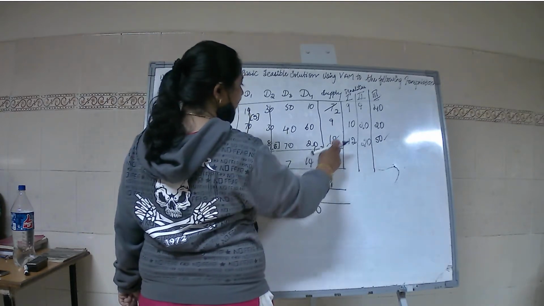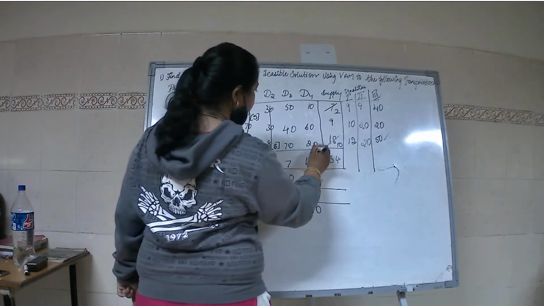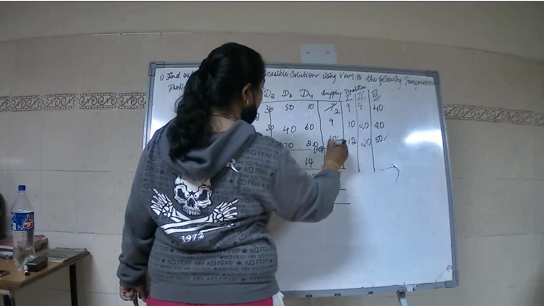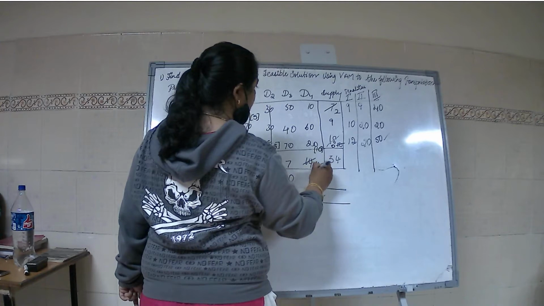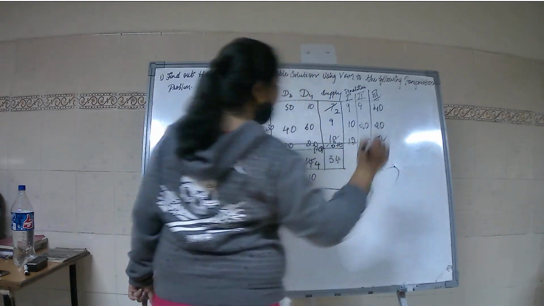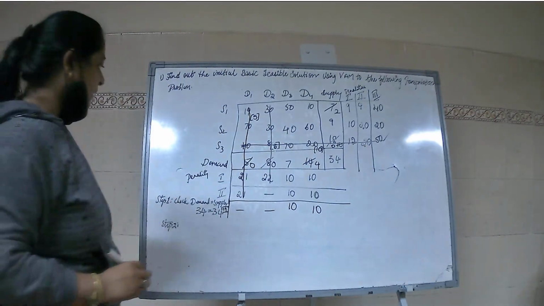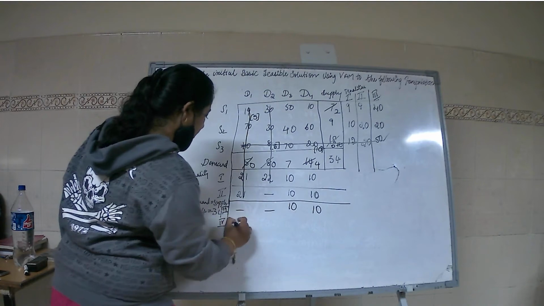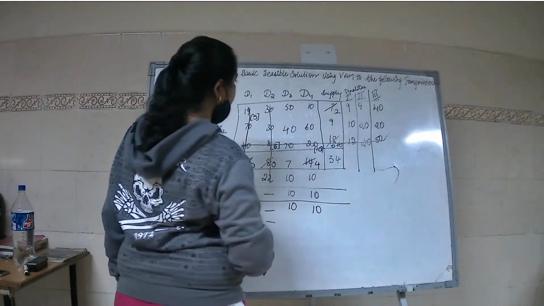Demand is 14, supply is 10. So I take 10 as minimum value. This becomes 0 and this becomes 4. So I cancel this whole row till the penalty. Then next, fourth penalty I need to take, students. Okay, this will get cancelled.